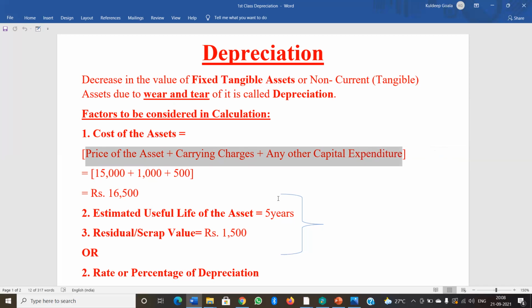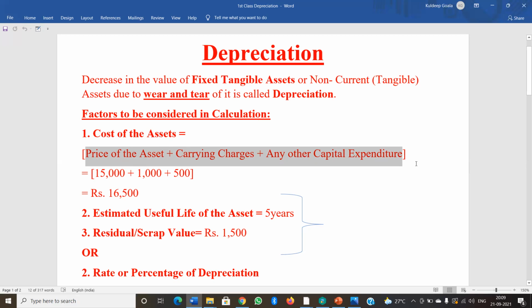Any expenditure you make on the asset at the time of purchasing or acquiring the asset, and that benefit you will get for a long time, will be called capital expenditure in this case. So the factors you have to take into note while calculating depreciation: the first thing is the cost of the asset, which will include the price of the asset. Suppose a refrigerator, you have purchased it, say for example for 10,000, and you have spent 500 rupees on carrying. So now the value is 10,500.